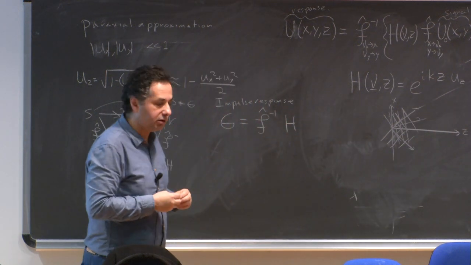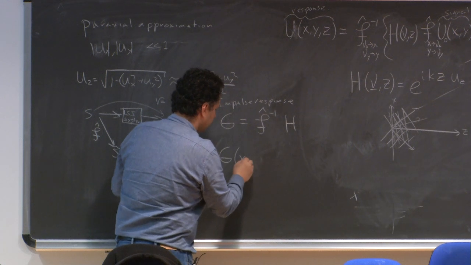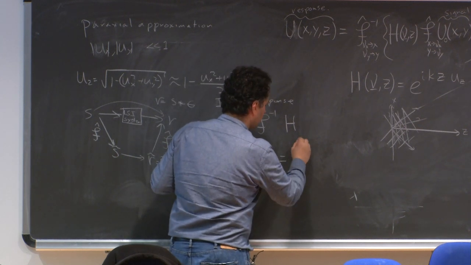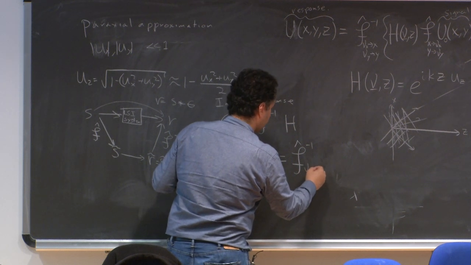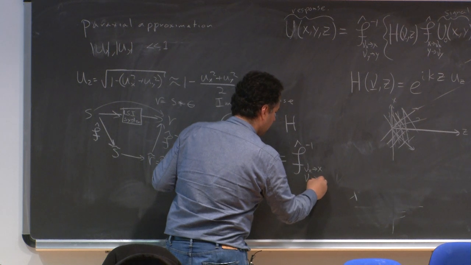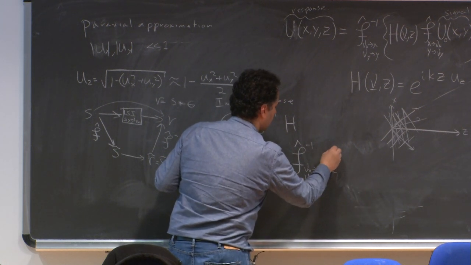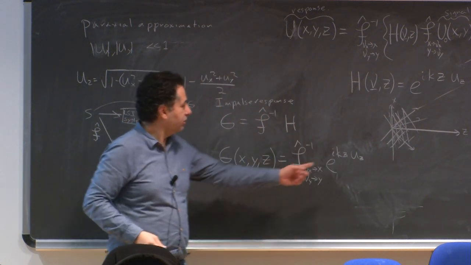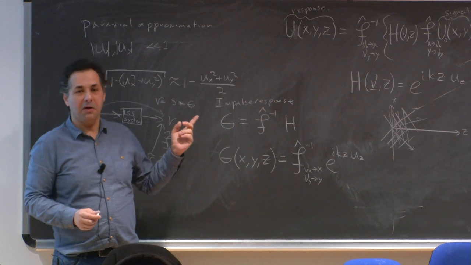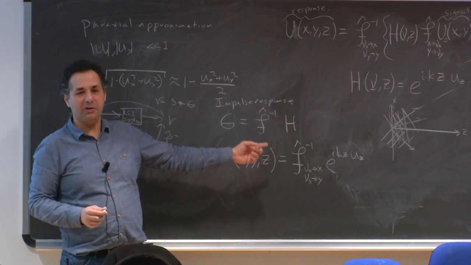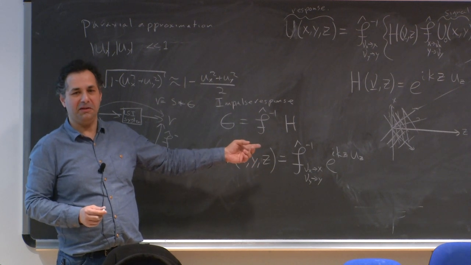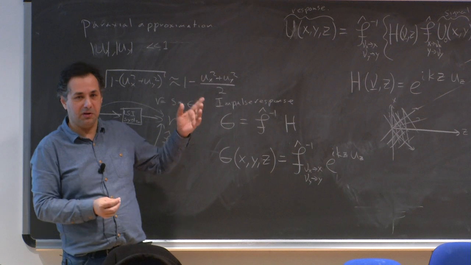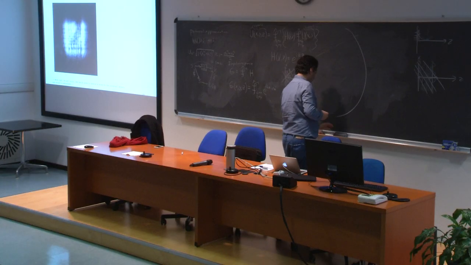So even in free propagation, the impulse response of x, y, z is the inverse Fourier transform, with nu x going to x and nu y going to y, of e to the i k z u sub c, where u sub c is given by this expression. Now, this calculation happens to have a closed form expression that is very hard to get. So most courses just avoid it because it's very difficult. But there's a way to do it, and the result happens to be very intuitive.